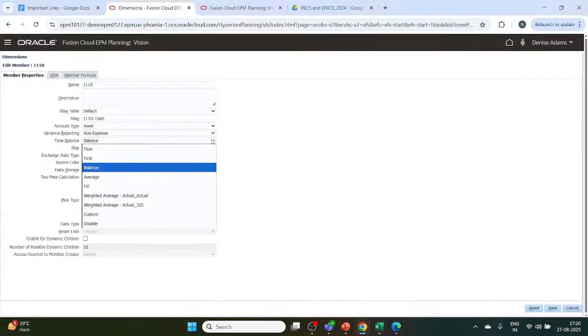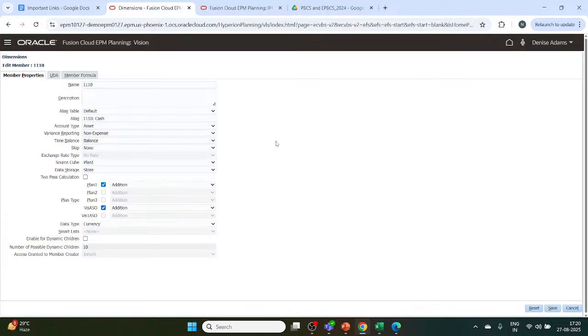So with the help of this we have understood the flow, first, balance and average data type. Here the fill, weighted average, and the weighted average is of natural meaning. We have understood, like the average, weighted average is a weight multiplied by the average of the value. So by this we can get the weighted average of the property here.